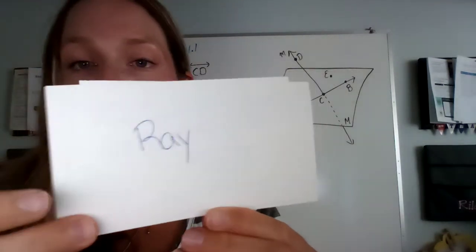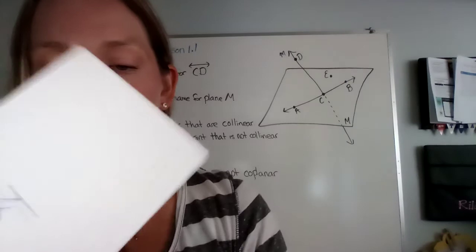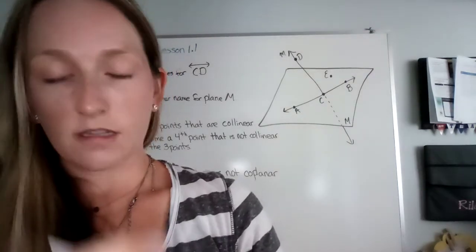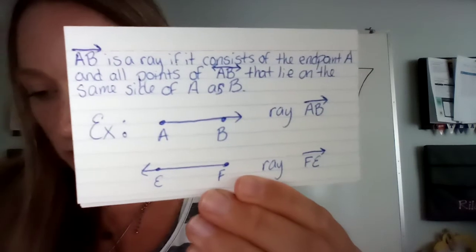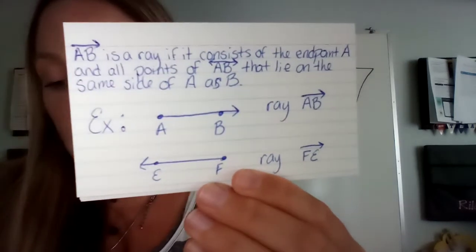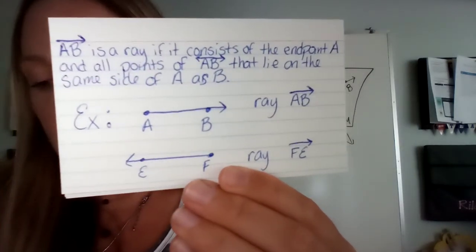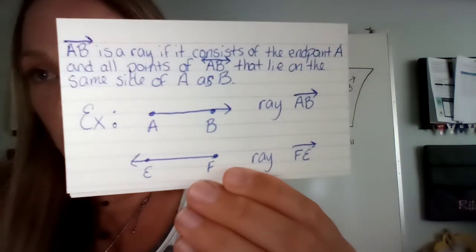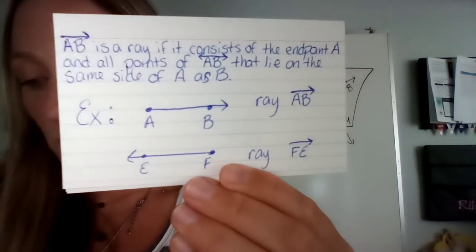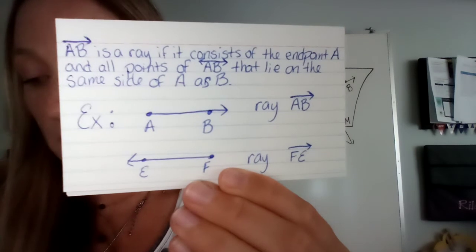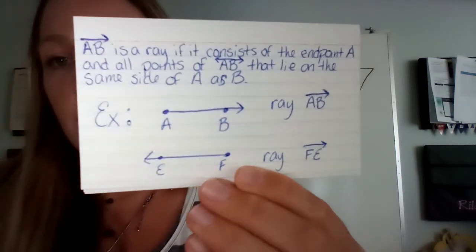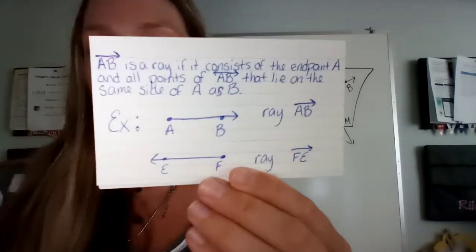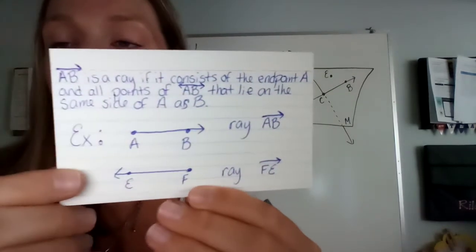Next, we have ray. Ooh, getting to the end. We have 3 more terms, including this one. All right, so a ray. Ray AB is a ray if it consists of the endpoint A and all points of line AB that lie on the same side of A as B. Kind of a confusing definition, but I'll explain it by the examples below.